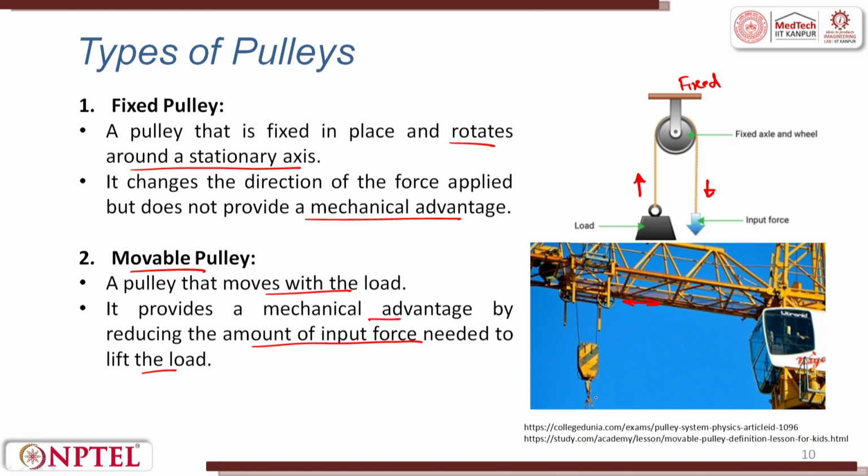For instance, a load could be held here. If some load is here, this load could be moved in this direction or in the other direction. So, that means it also provides a mechanical advantage along with taking the load up. So, this is how the pulley works here. These kinds of movable pulleys are often used in cranes and lifting systems.